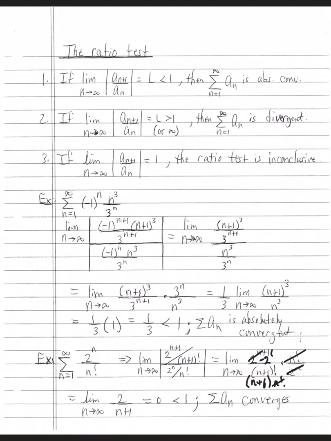What's the limit as n goes to infinity of 2 over n plus 1? That's equal to 0. That's less than 1. Therefore, our infinite series converges.